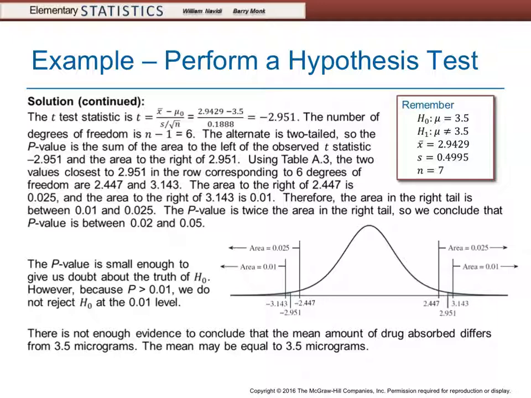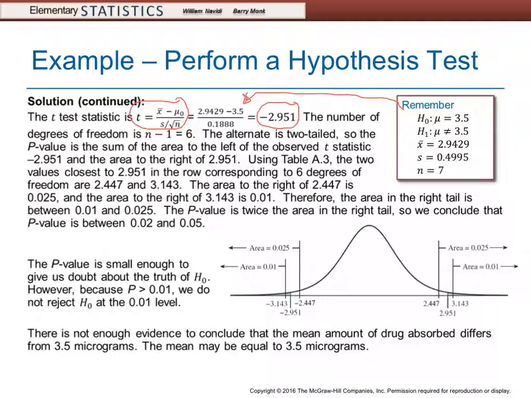So in this example, the test statistic is t, and we calculate that t is equal to x bar minus mu naught divided by the sample standard deviation divided by the square root of n. When we put all the numbers into our calculation, we get a negative 2.921. The number of degrees of freedom is n minus 1, which is 6.